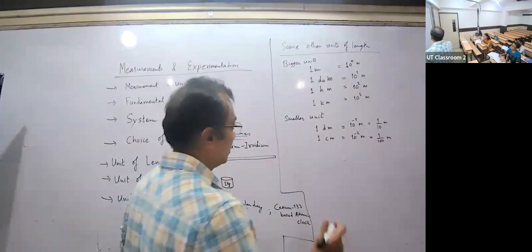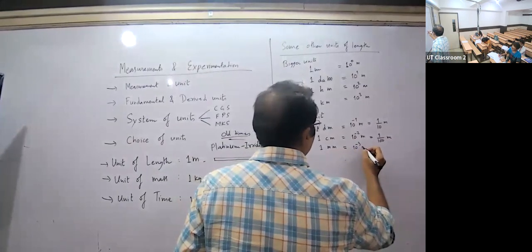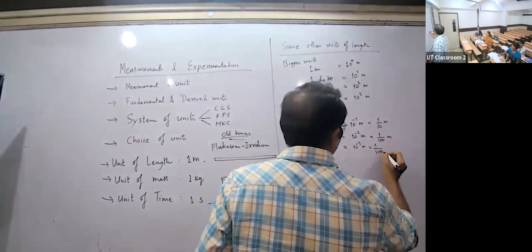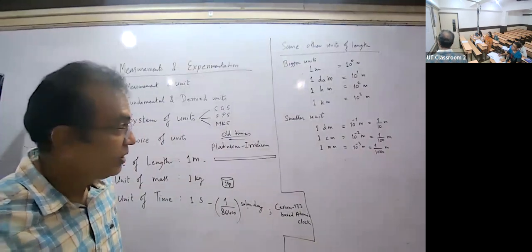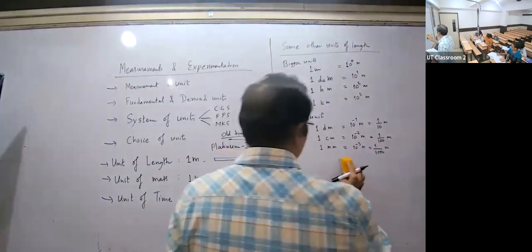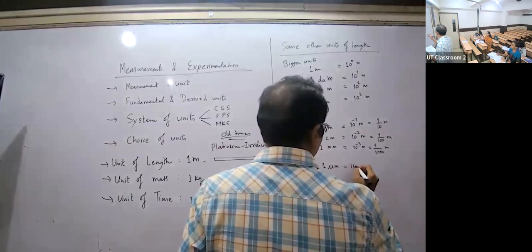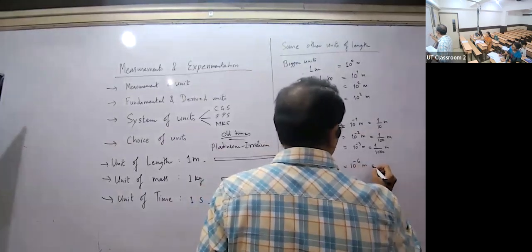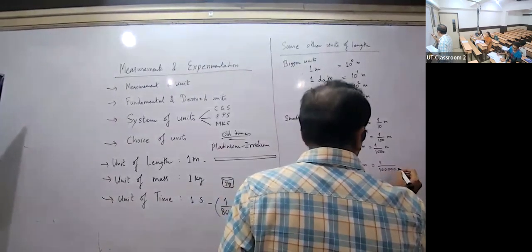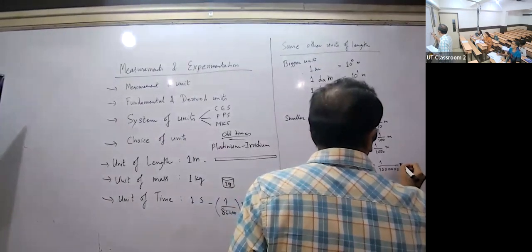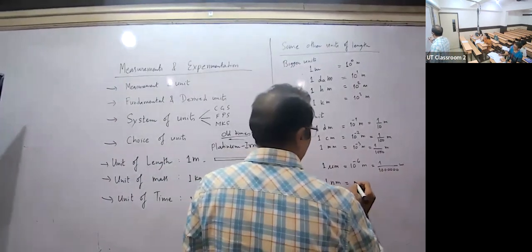Then you will have millimeter. So 1 millimeter is 10 raised to minus 3 meter, that is 1/1000th part. Likewise, even smaller, more popular smaller units are like micrometer, 1 micro. Micrometer will be 10 raised to minus 6, that is 1 by 1 million. Nano is 10 raised to minus 9 meter.